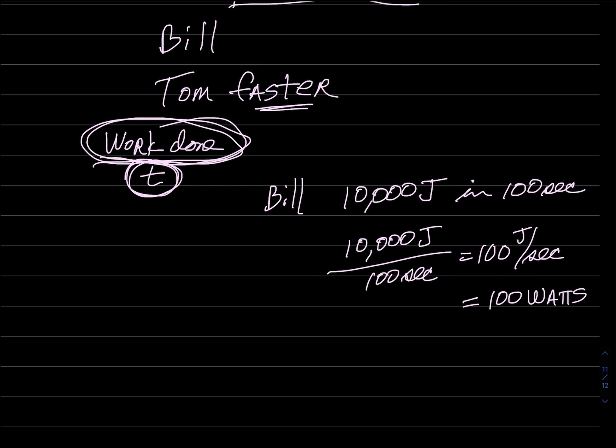Now what did Tom do? Tom did the same 10,000 joules of work, but it only took him 20 seconds. So we divide 10,000 joules by 20 seconds, and he developed 500 watts of power.